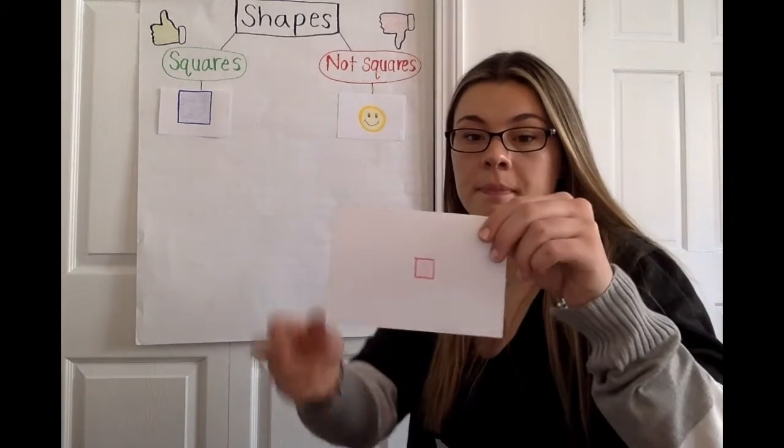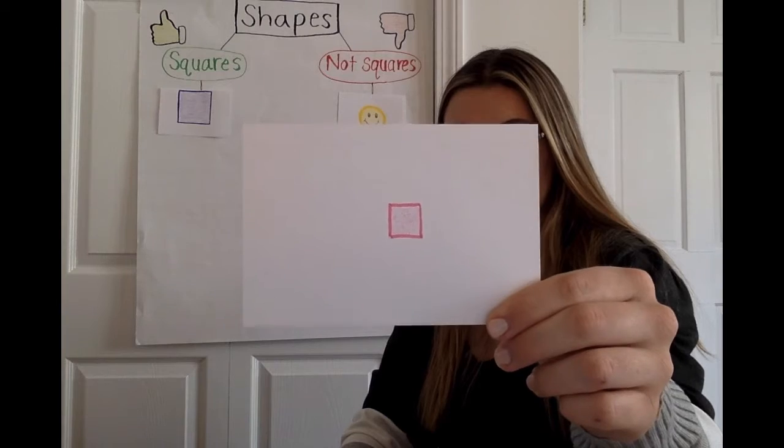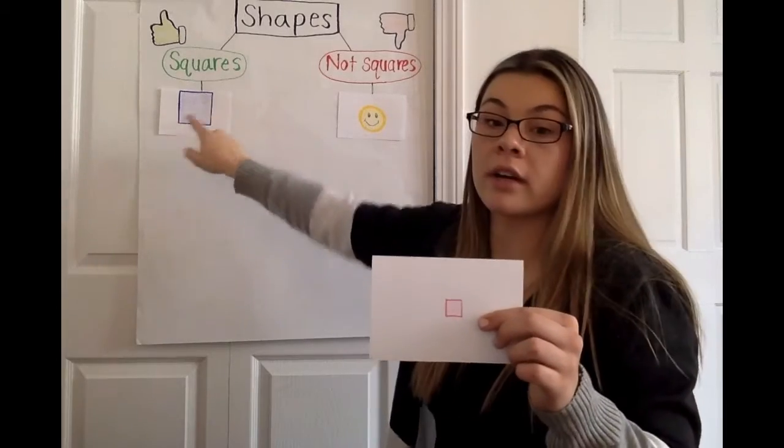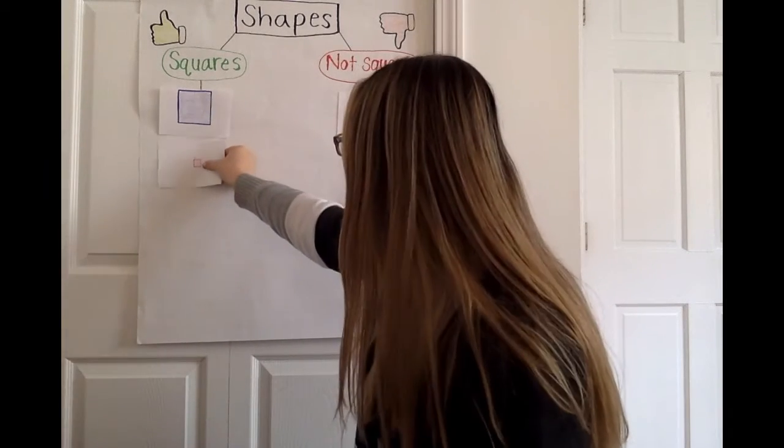All right, next up. You should have had a thumb up for this one. Even though it's a different size than this square and some other ones we've seen, it's still a square. We can count the sides and determine if they are equal in length, and count the corners too, and decide if it's a square. So this is a square. I'm going to sort this one.